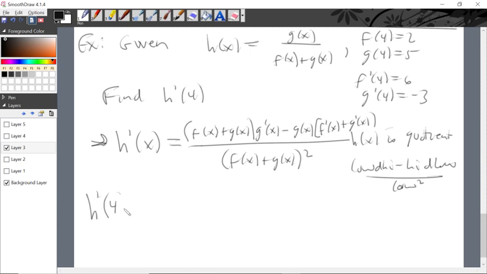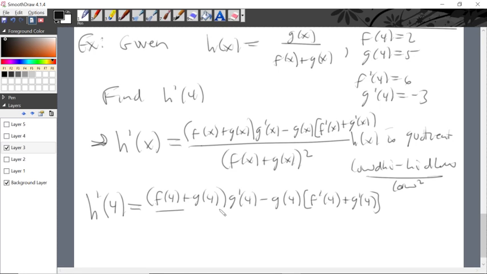Right, so now h prime of 4, we can evaluate. We're plugging 4 in. So we have f of 4 plus g of 4 times g prime of 4 minus g of 4 times f prime of 4 plus g prime of 4, all of that over the quantity f of 4 plus g of 4, that whole quantity squared. And now let's start plugging in what we know. All these quantities we know.